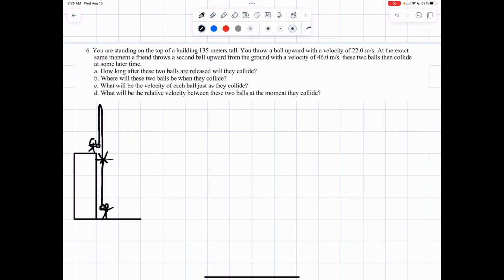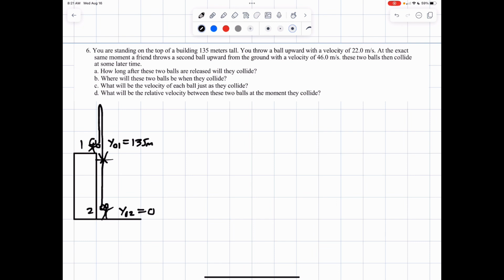So the first thing we need to do is, again, establish a reference frame. But here's what we're going to do. We're going to establish the reference frame with regards to each person. So we're going to call you person 1 and the other one person 2. Okay, what I mean by that is if I'm going to establish the ground as 0, then I'm going to call this y naught 2 equals 0. Whereas this person here, y naught 1, would be 135, from where they're throwing it.